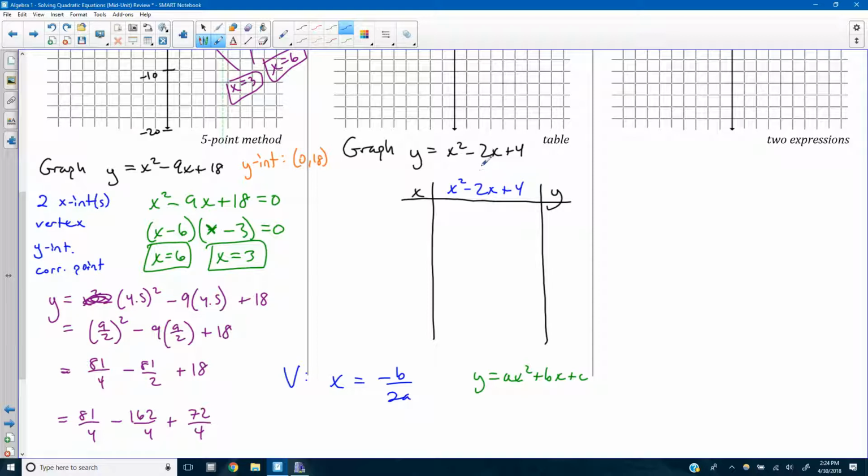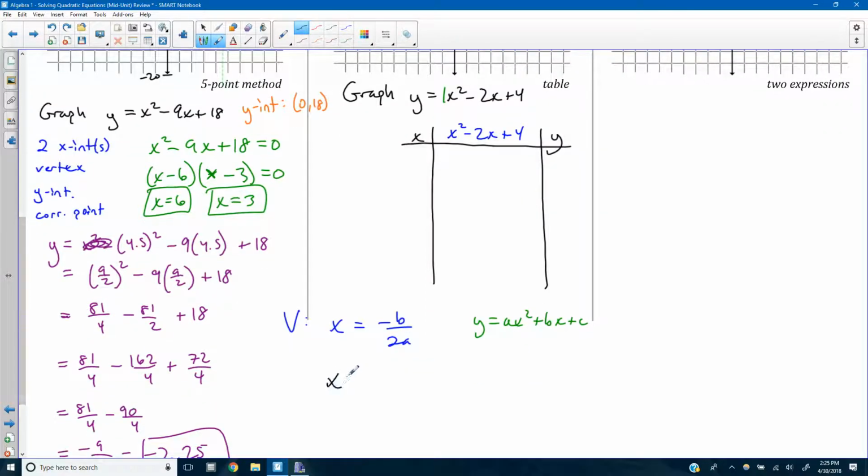So, hang on a second. So, negative b over 2a, I'm going to substitute, remember this a value is 1 right here. I'm going to substitute the opposite of negative 2 and divide that by 2 times 1. That's 2 over 2, which is 1. So the x value of the vertex is 1. And look, that's not far away from 0. It's not far away from the middle.